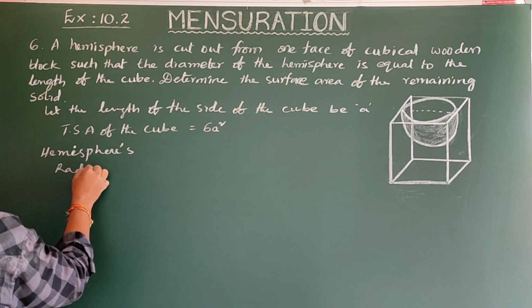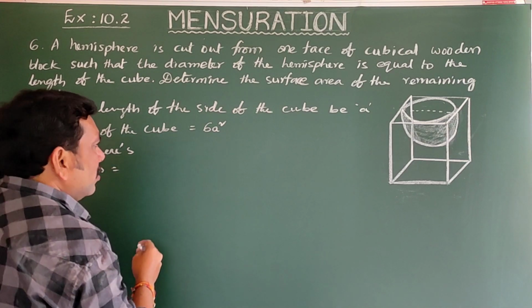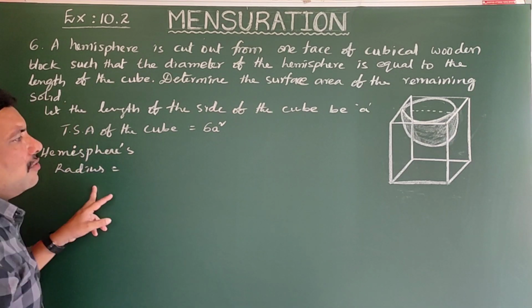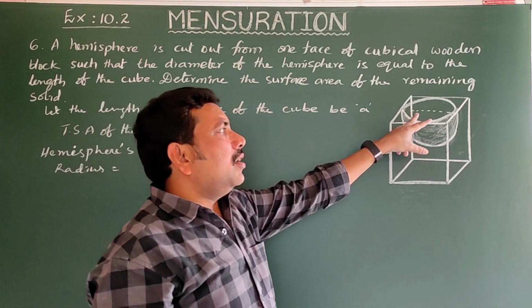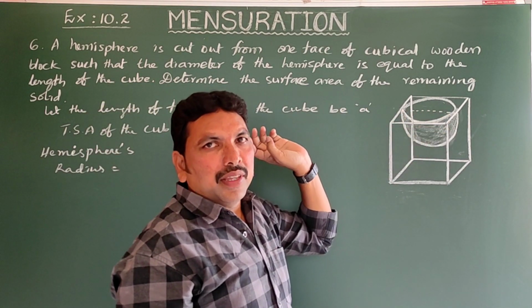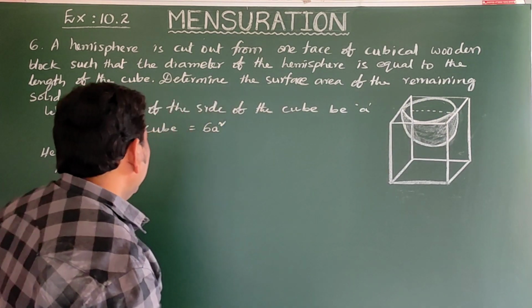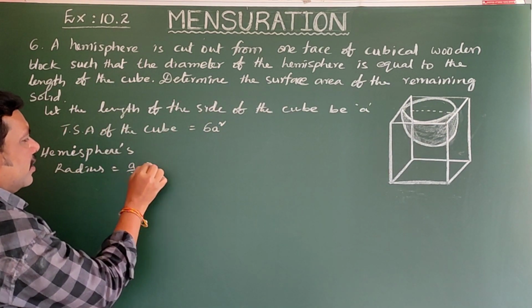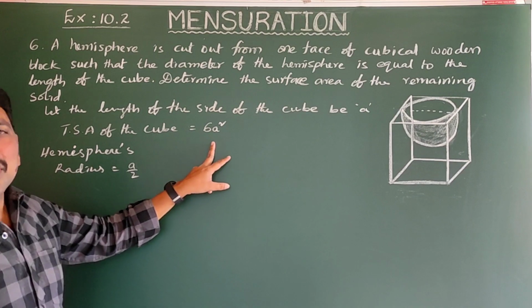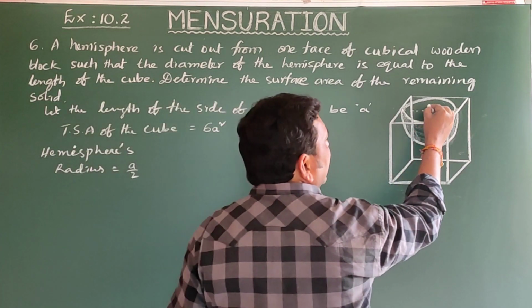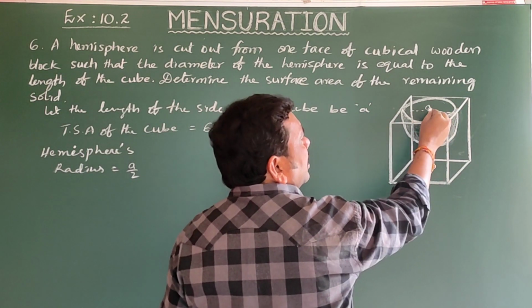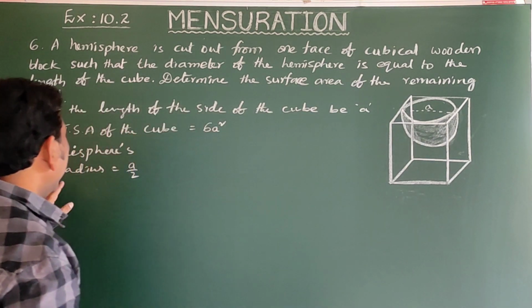Radius is equal to how much? The diameter is equal to the length of the side, right? The radius means half of this length, that is equal to A by 2. Radius is equal to A by 2. Why? Because this side is A, then radius is A by 2.